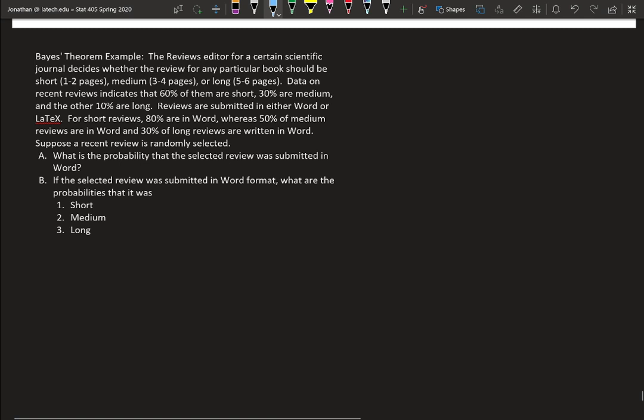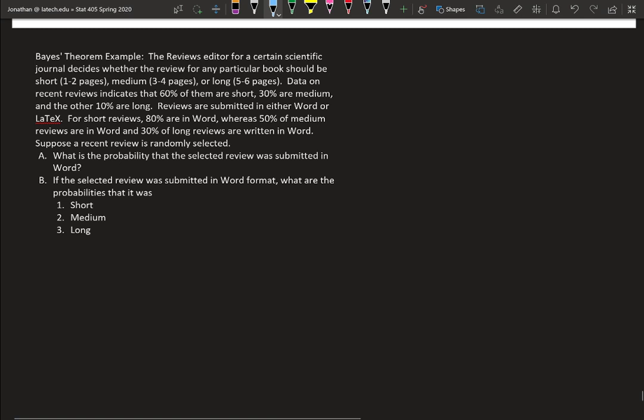And those reviewers write up a little report. And they're saying, okay, the reports that we got back from the reviewers were 60% of the time 1 to 2 pages. 30% of the time they were 3 to 4 pages. And then 10% of the time they were 5 to 6 pages long.